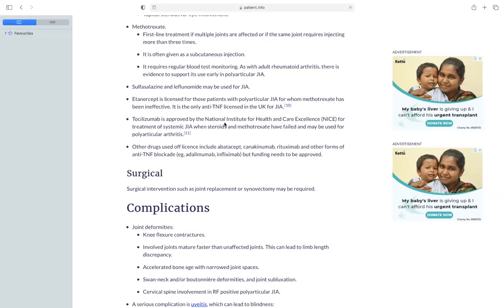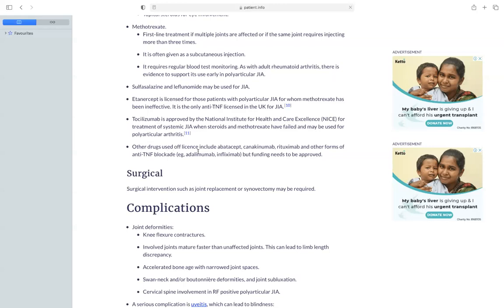Tocilizumab is approved by NICE for the treatment of systemic JIA when steroids and methotrexate have failed, and may be used in polyarticular arthritis. Again, if we get SJIA, as in a video station or something, this question can come: when steroids and methotrexate have failed, which drug can be used? So just remember 3-4 drug names. After methotrexate, remember etanercept and tocilizumab. I think that is more than enough.